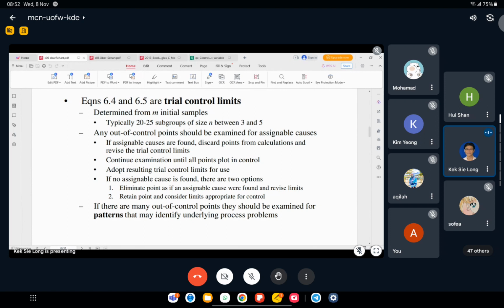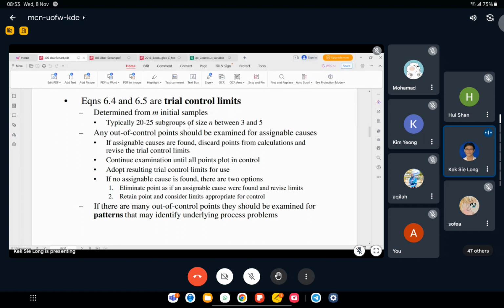Continue examination until all points plot in control. Adopt the resulting trial control limit for use. If no assignable cause is found, there are two options. One, eliminate the point as if an assignable cause were found and revise the limit. Second, retain the point and consider the limit appropriate for control. If there are many out of control points, they should be examined for a pattern that may identify underlying process problems.